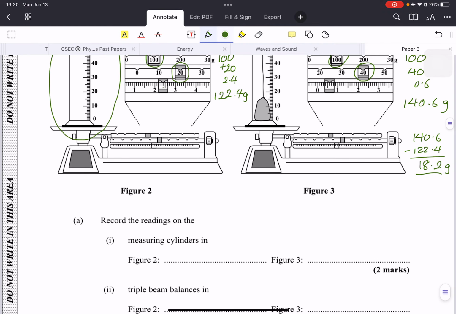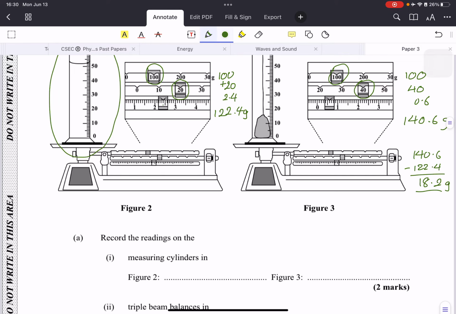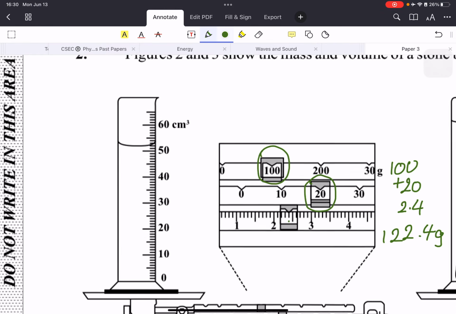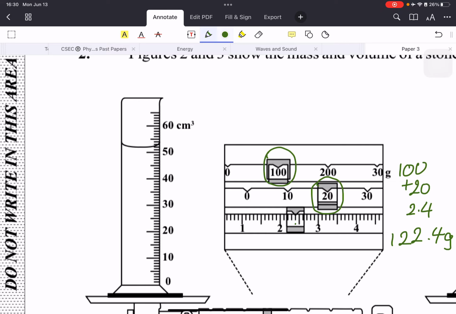So now we actually have to record the readings. They want us to also record the readings on the measuring cylinder. So let's take a look at this measuring cylinder here. How do we read what is the volume in this measuring cylinder? We have to look at the bottom of the meniscus. So this curve here is called a meniscus, right? The curve of water. To read it off, you look at the flat part or the bottom part of the meniscus, which is there. So we could see that this is 50, so 51, 52. So this is 52 centimeters cubed in this one.